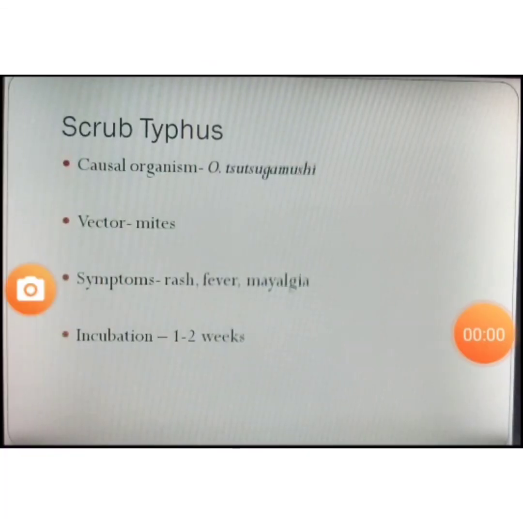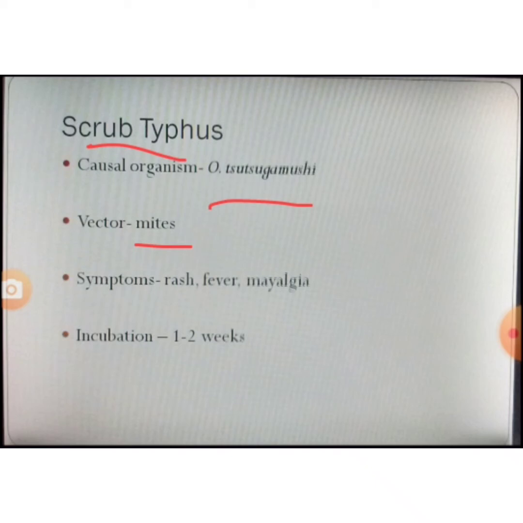The next type of disease that we are going to see is scrub typhus. The causal organism is Orientia tsutsugamushi. It is spread through mites. Here you should remember, for every organism and every type of disease the vector is different, so you should remember the vector. Symptoms are rash, fever and myalgia. It's not that intense, generally a rash, fever and myalgia. The incubation period is about 1 to 2 weeks.